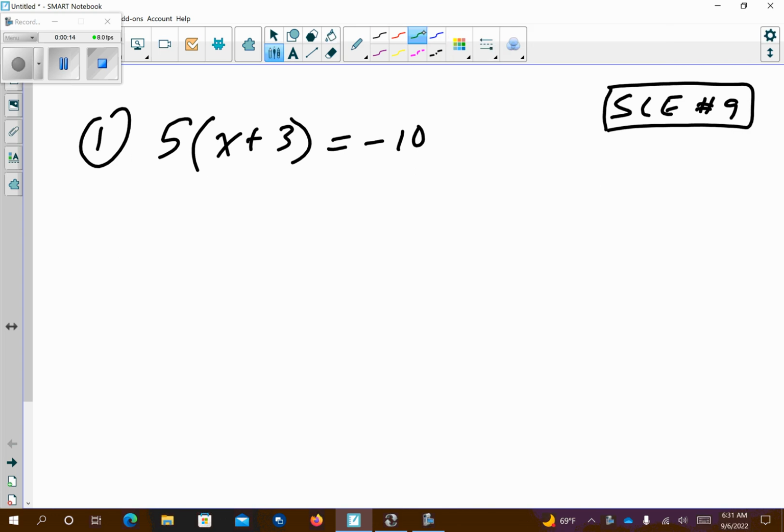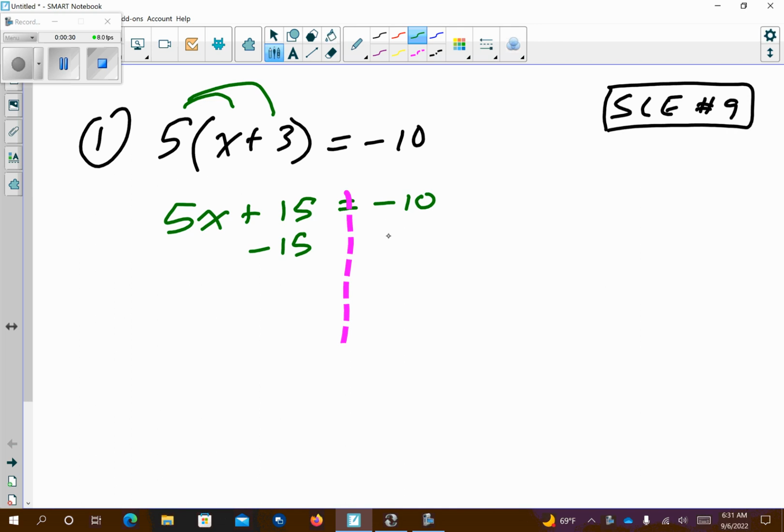All right, first thing we want to do is go ahead and distribute over the parentheses. That's multiplication, so 5 times x is 5x, and 5 times 3 is 15. That's equal to negative 10. Now we're ready to go ahead and do our two sides.